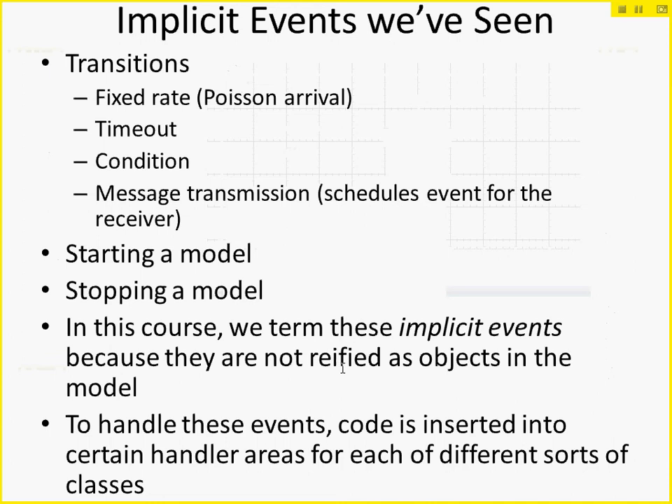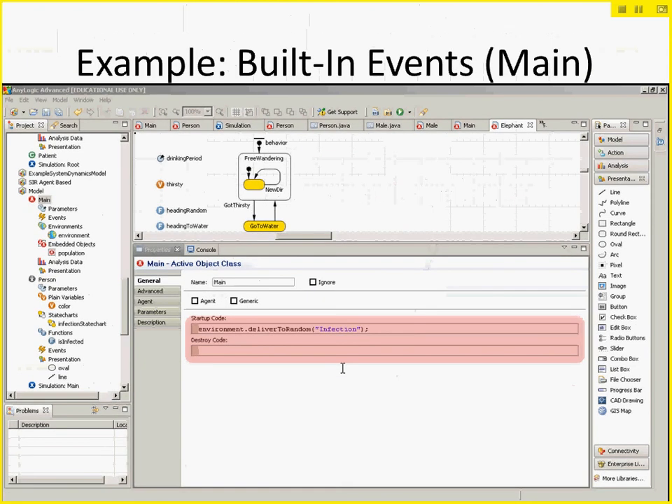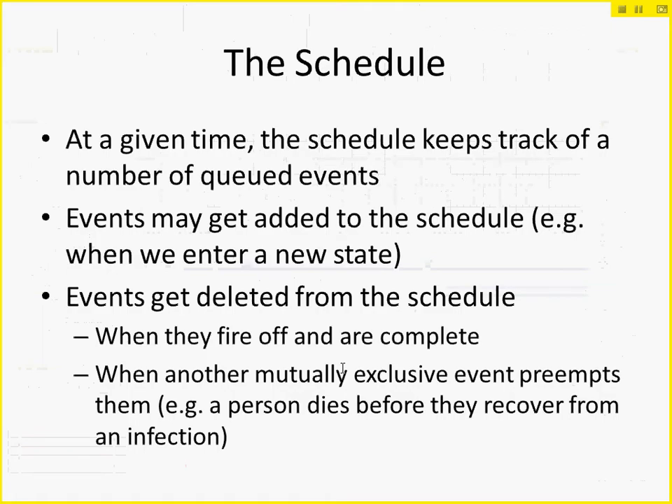So I term these implicit events because we don't represent them explicitly. We don't reify them in some sort of explicit way within the model in a way that we can look at it and see that, okay, that event will be occurring. We can't set the properties of those events. They're just kind of built into the infrastructure. But we can handle them by inserting code. So we saw some examples of this just now.